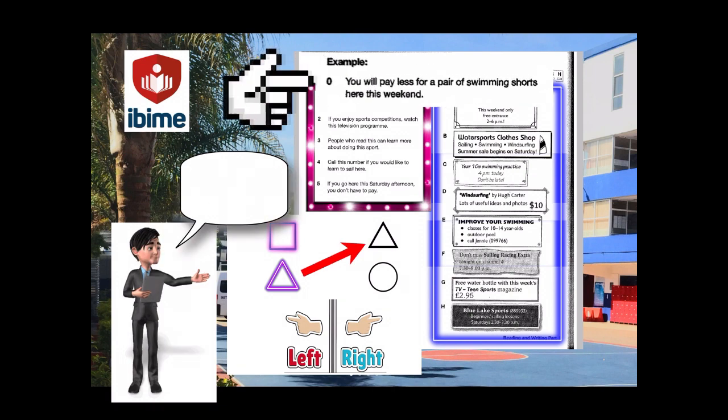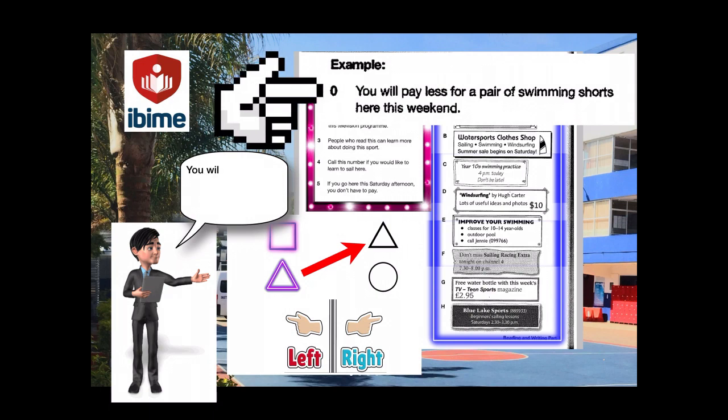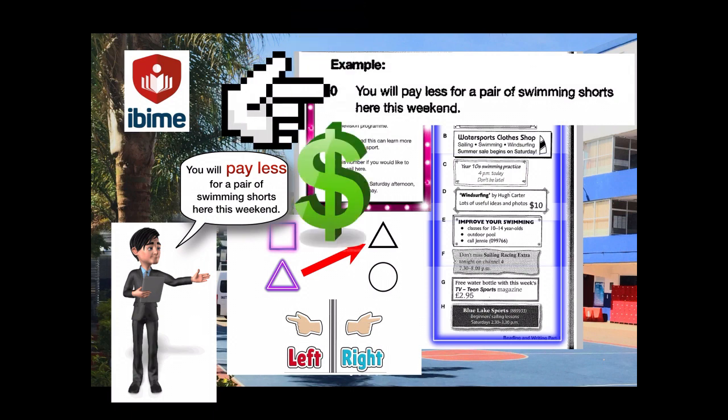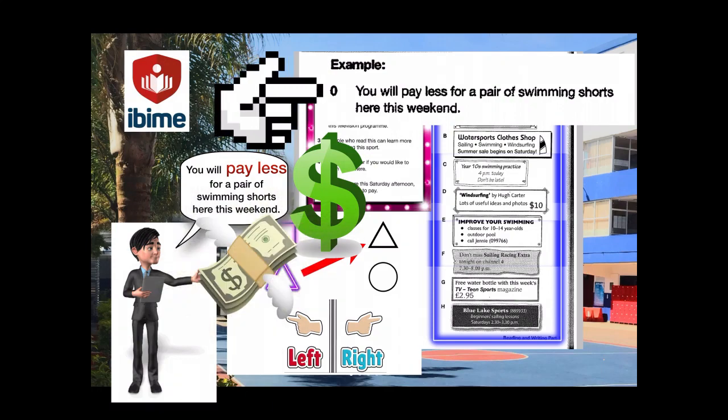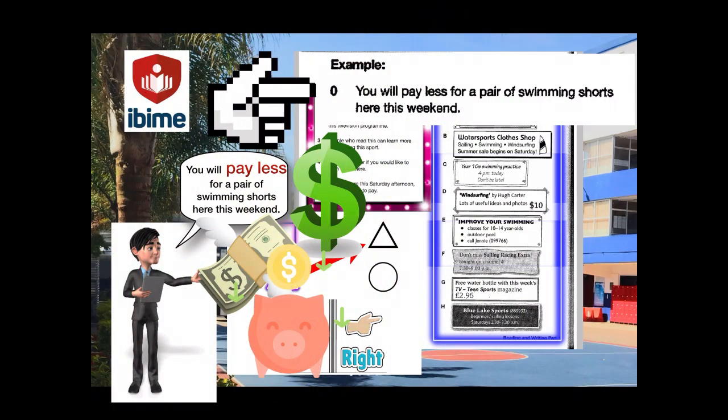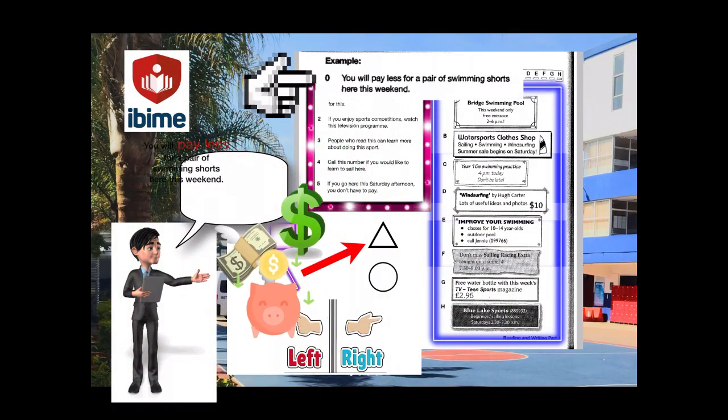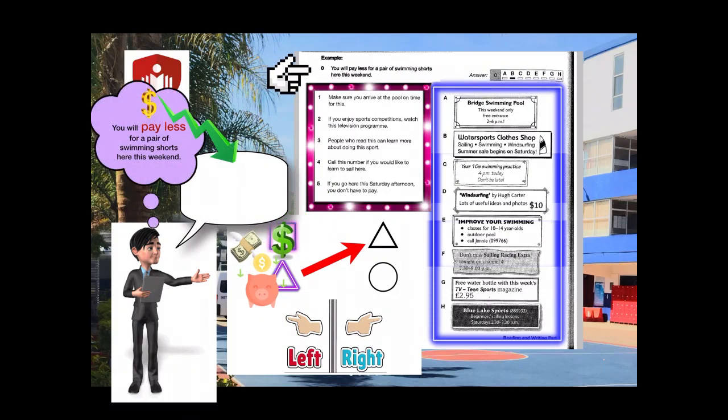The example says, you will pay less for a pair of swimming shorts here this weekend. Now, paying less refers to spending less money when you buy something, and swimming shorts is talking about sports clothes. So that's the information we need to remember. We need to keep it in mind. And it is time now to match it with the signs.